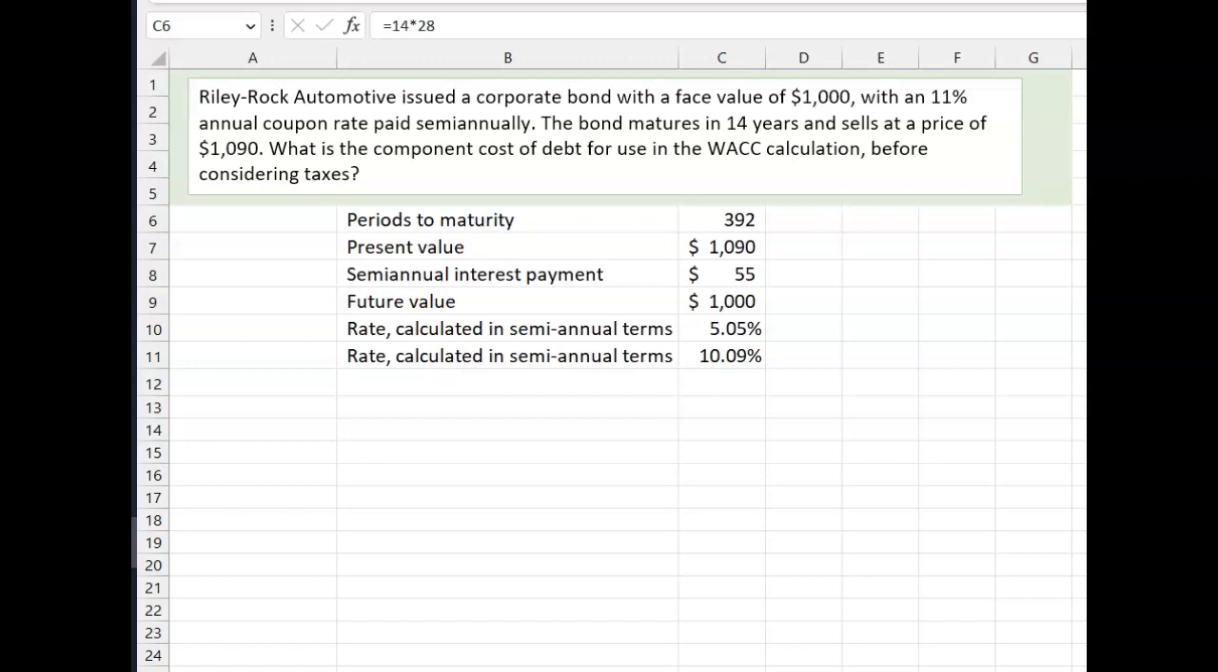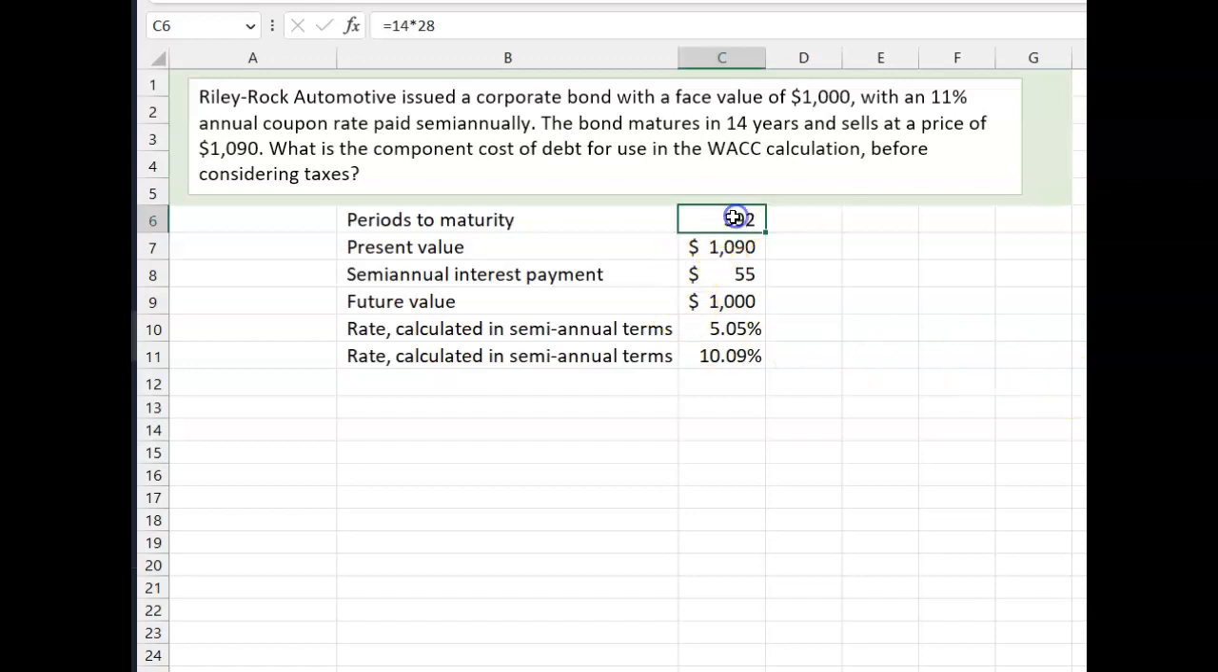So here's the question. Riley Rock Automotive issued a corporate bond with a face value of $1,000 with an 11% annual coupon rate paid semi-annually. The bond matures in 14 years and sells at a price of $1,090. What's the component cost of debt for use in the WACC calculation?